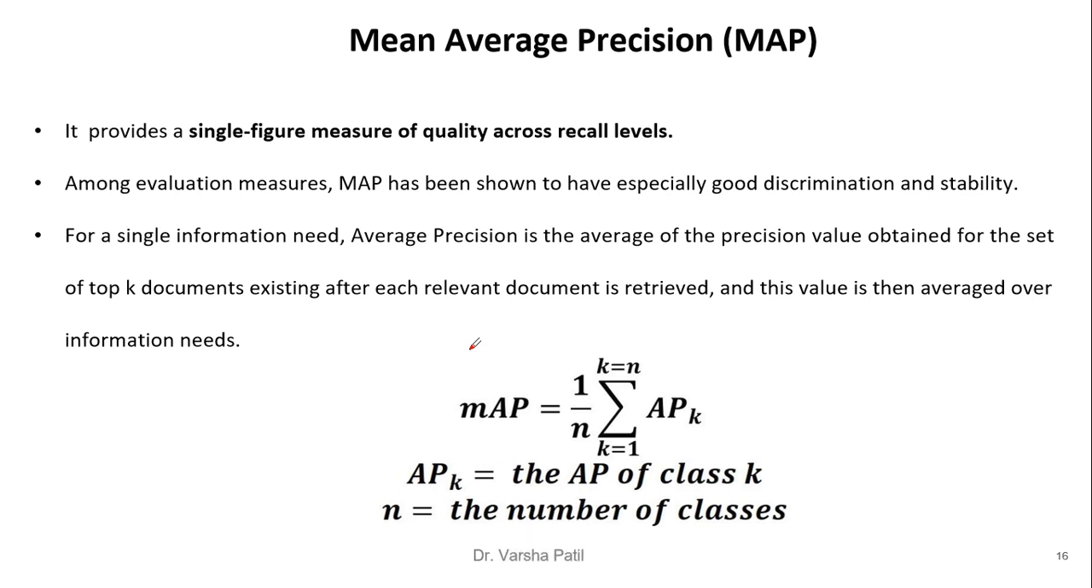Next measure, which is very much famous, is mean average precision. It provides a single figure measure of the quality across recall levels. Among evaluation measures, MAP has been shown to have good discrimination and stability. For a single information need, average precision is the average of precision values obtained for the set of top K documents existing after each document is retrieved, and this value is then averaged over the information need, which results in the MAP.